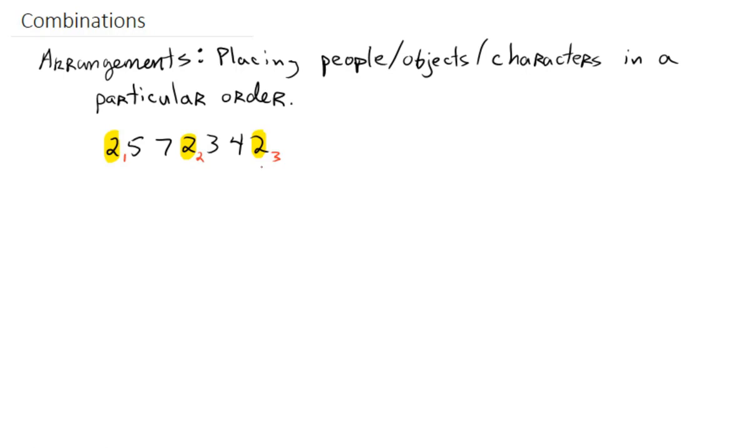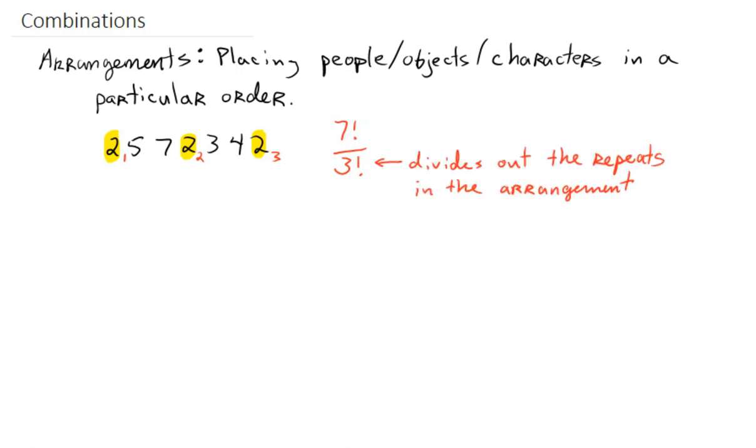And so what we saw is we have to divide out the repeats. How we know how many to divide by is, here I have 3 repeats, so there are 3 factorial ways to arrange that. And so we would take 7 factorial, the number of arrangements there are, and divide that by 3 factorial to get rid of those repeats. So here we're dividing by 3 factorial to get rid of the different ways of arranging all the 2's that are essentially the same.